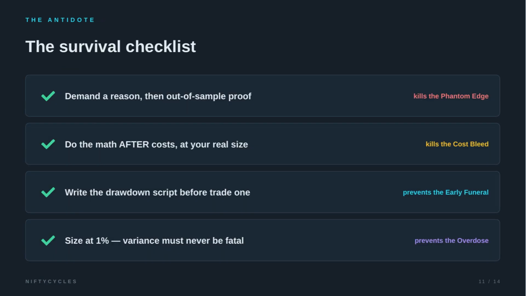So, here's the antidote. One line per killer. Screenshot this. Against the phantom edge: demand a reason first, then proof on data the rule has never seen. Against the cost bleed: do the expectancy math after costs, at your real position size, not the broker's fantasy. Against the early funeral: write the drawdown script before trade 1. 8 losses in a row is normal. Signed by you on a good day. Against the overdose: size at 1%. Variance must sting, never kill.